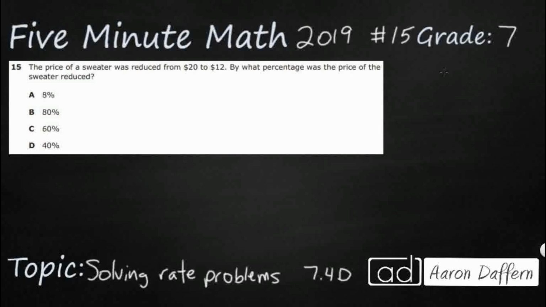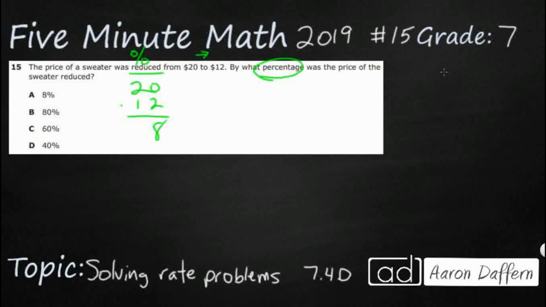So we have a sweater that is being reduced. So we're looking for a percentage reduction. It's going from $20 down to $12. And so we just need to figure that out. What is that percentage of the price that is reduced? Well, it went down $8, right? So that's an easy number to figure out. But take a look. We've got 8% as an option. Probably not going to be that easy.